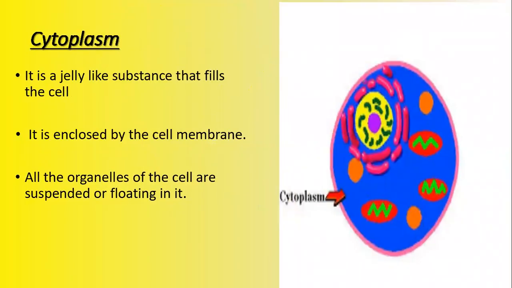Your home assignment is to draw the structure diagram of an animal cell. Draw the animal cell and label its different parts and write their functioning.